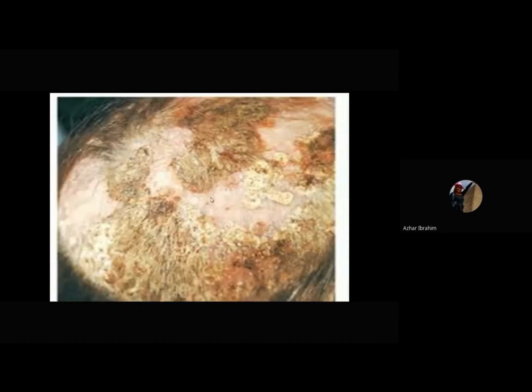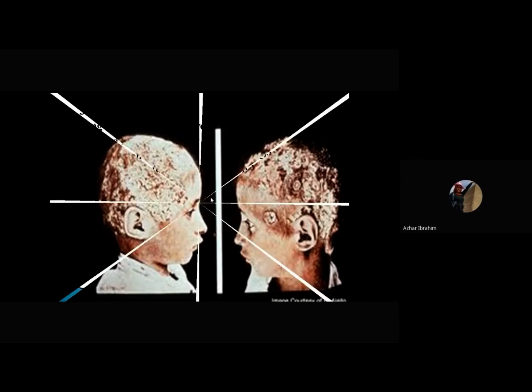Whitish, according to the pigment produced by fungi when it's focused by the UV light. I mean, UV Wood's lamp. This is another picture of tinea capitis and the different types. Some of them are mild. If you remember, I said mild, severe. This is severe, of course. These are severe tinea capitis.